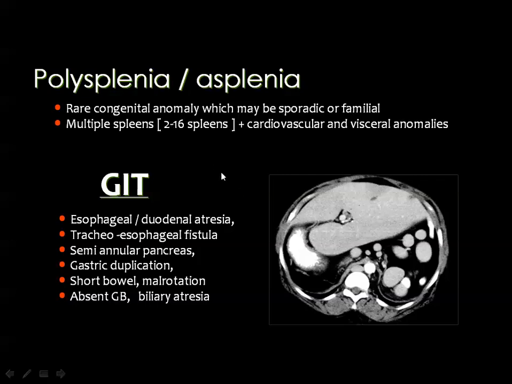These are rare congenital anomalies which may be sporadic or familial, and in cases of polysplenia, you get too many spleens at the original site of the spleen itself. As you can see in this case, this is the site of the spleen, and you get many soft tissue masses representing multiple spleens.